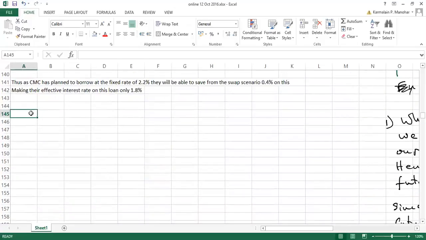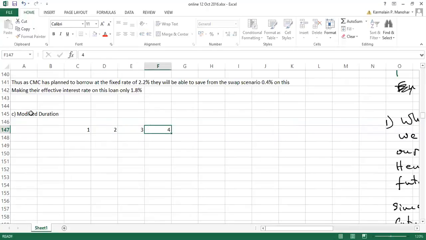Right, so this is part C. Find the modified duration. We could simply follow that layout. We have in our question 4 years: 1, 2, 3, 4.